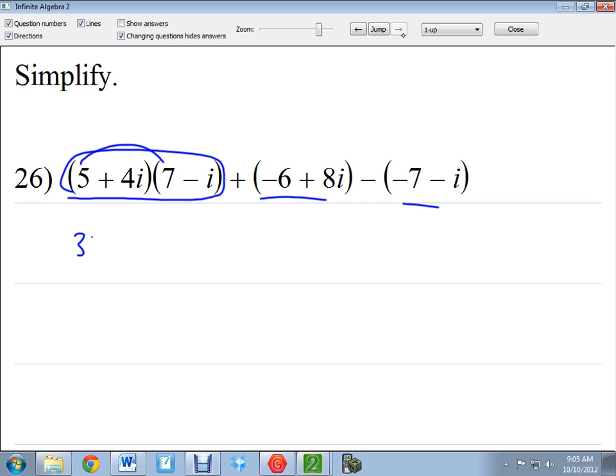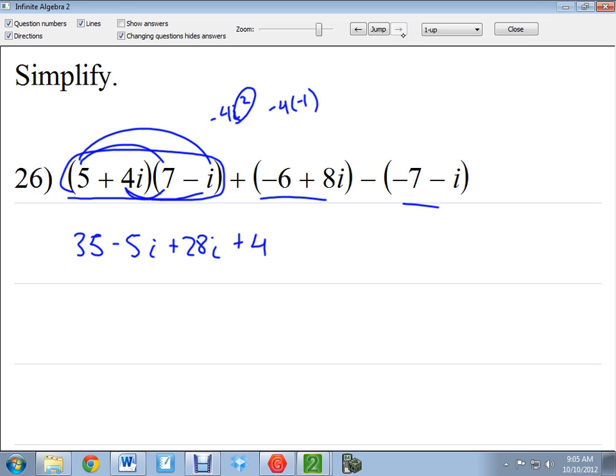5 times 7 is 35. 5 times negative i is negative 5i. 4i times 7 is plus 28i. And then we get to the weird one, which is 4i times negative i, which is negative 4i squared. But i squared was what again? It was negative 1. Negative 4 times negative 1 is positive 4. And then we have the rest of our problem, a plus negative 6 plus 8i. Be careful with the negative sign, that is really plus 7 and plus i.